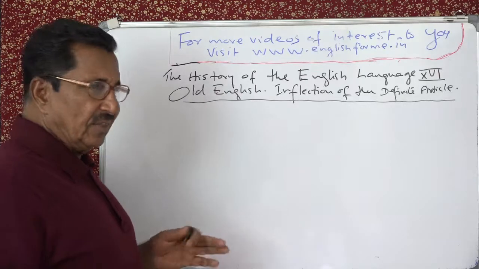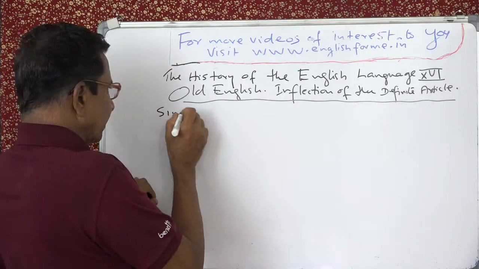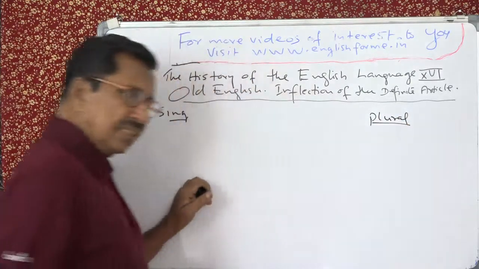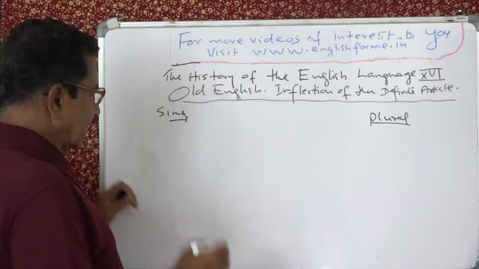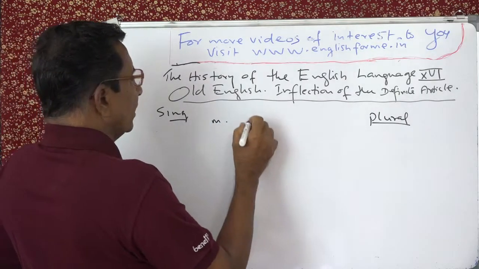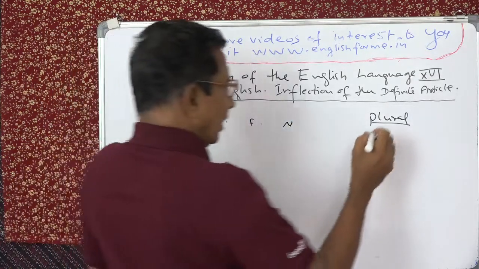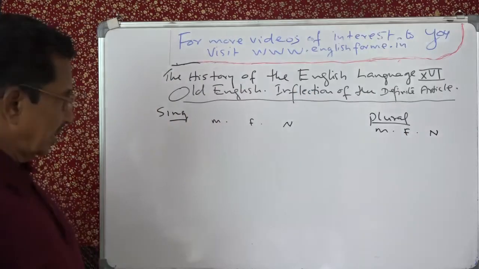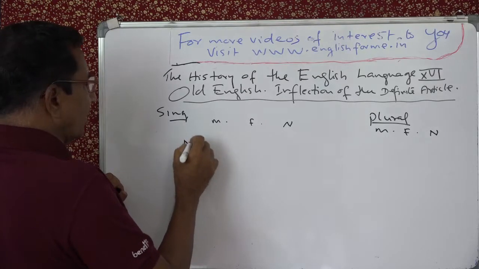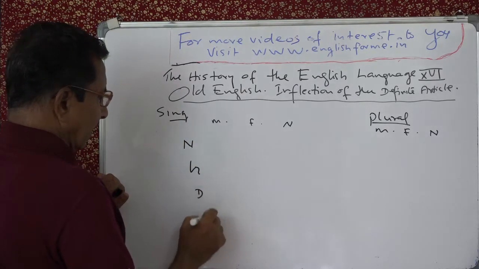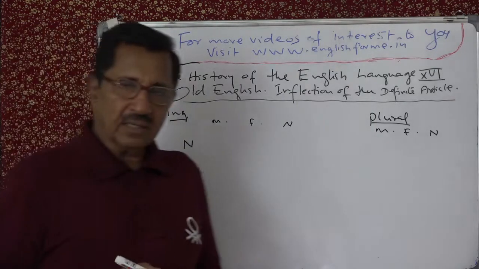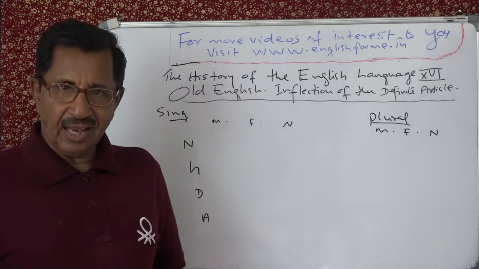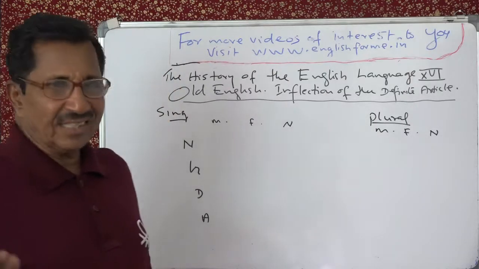So you have got, as we said, two numbers, singular and plural. Today you don't have any such thing. And then we had three genders: masculine, feminine, neutral. And we had four cases: nominative, genitive, dative, accusative. Nominative means subject, genitive means possession, dative means indirect object, and accusative means direct object.